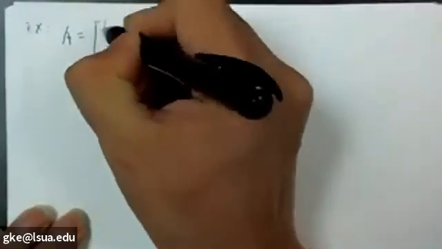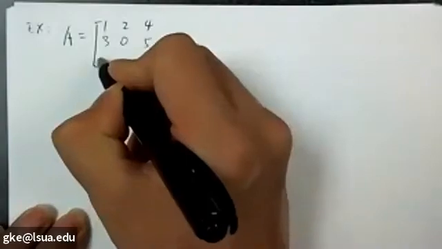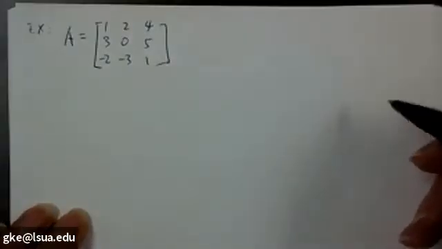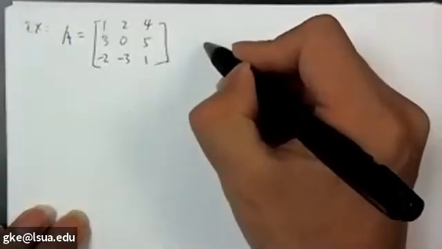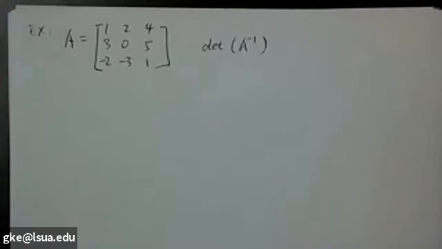Okay, so I gave you a matrix. Example. Now A equals 1, 2, 4, 3, 0, 5, -2, -3, 1. So calculate the determinant of A inverse. Try this one for me, okay? I give you guys 1 or 2 minutes.